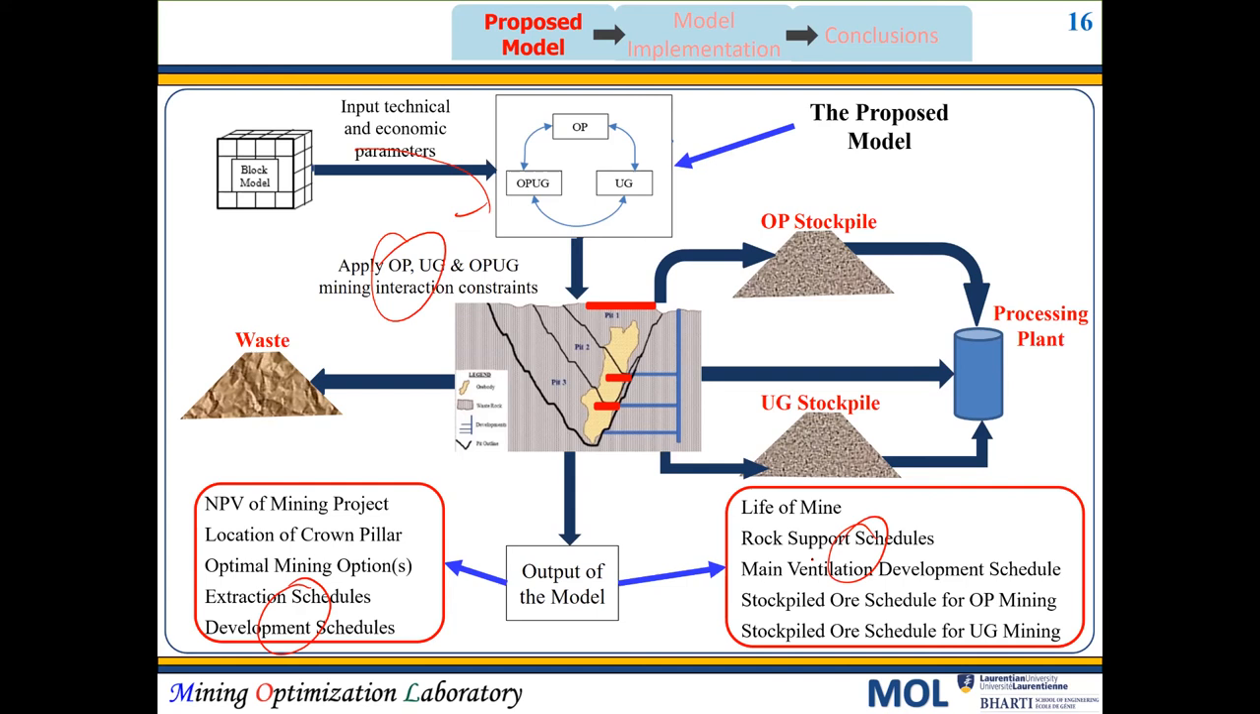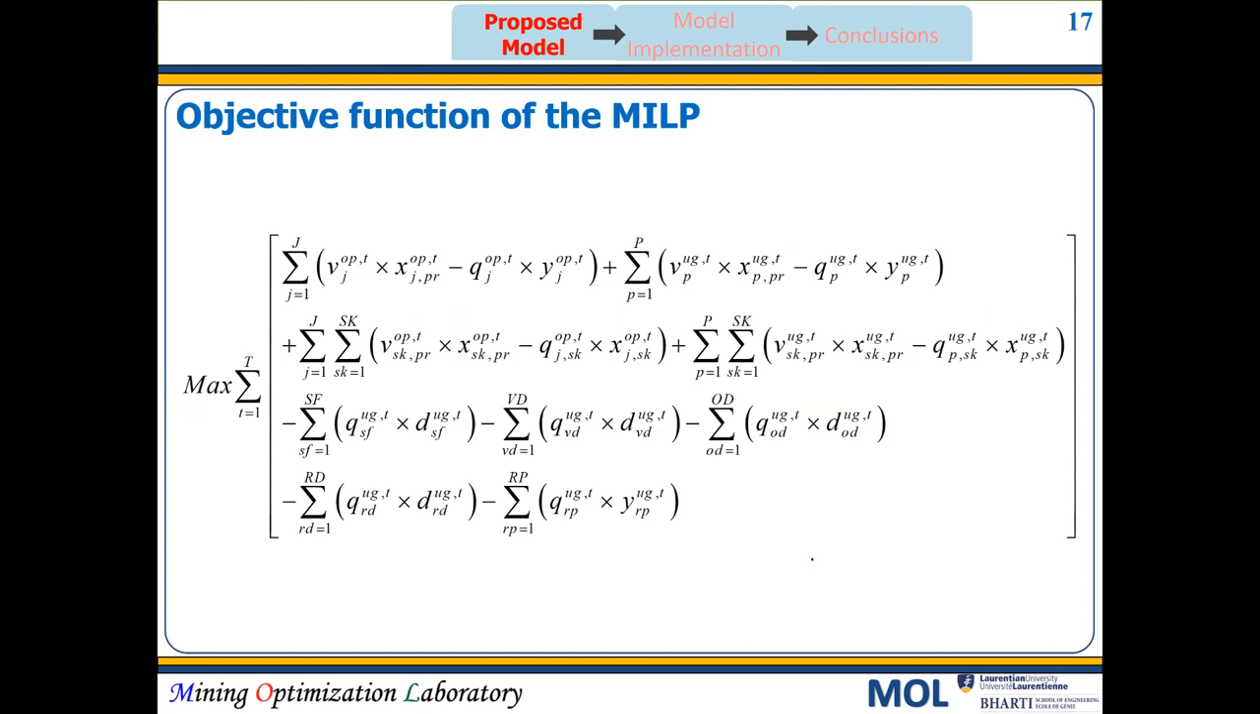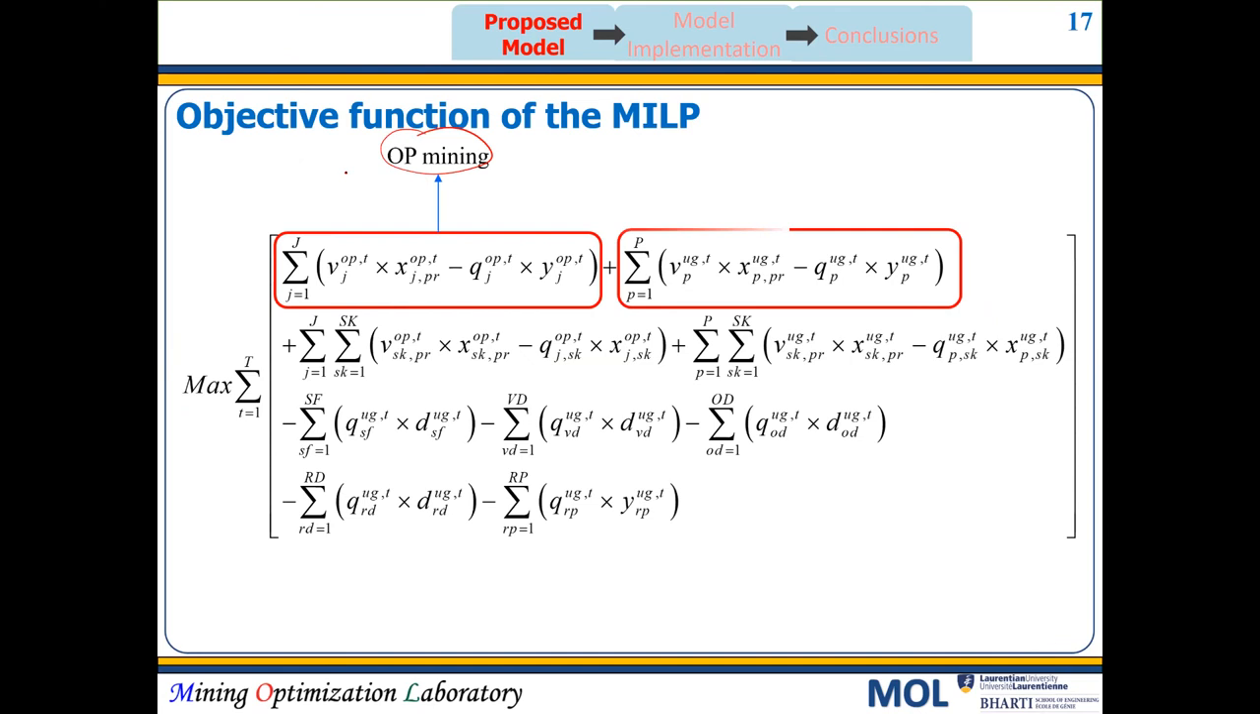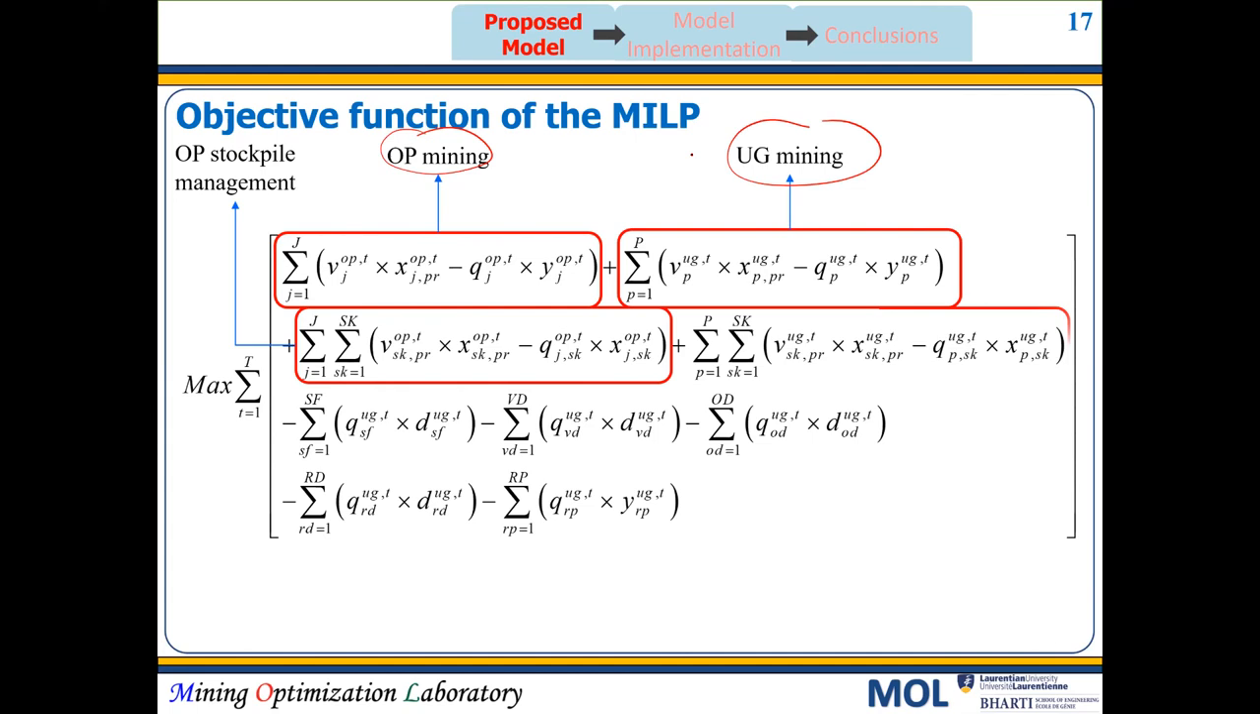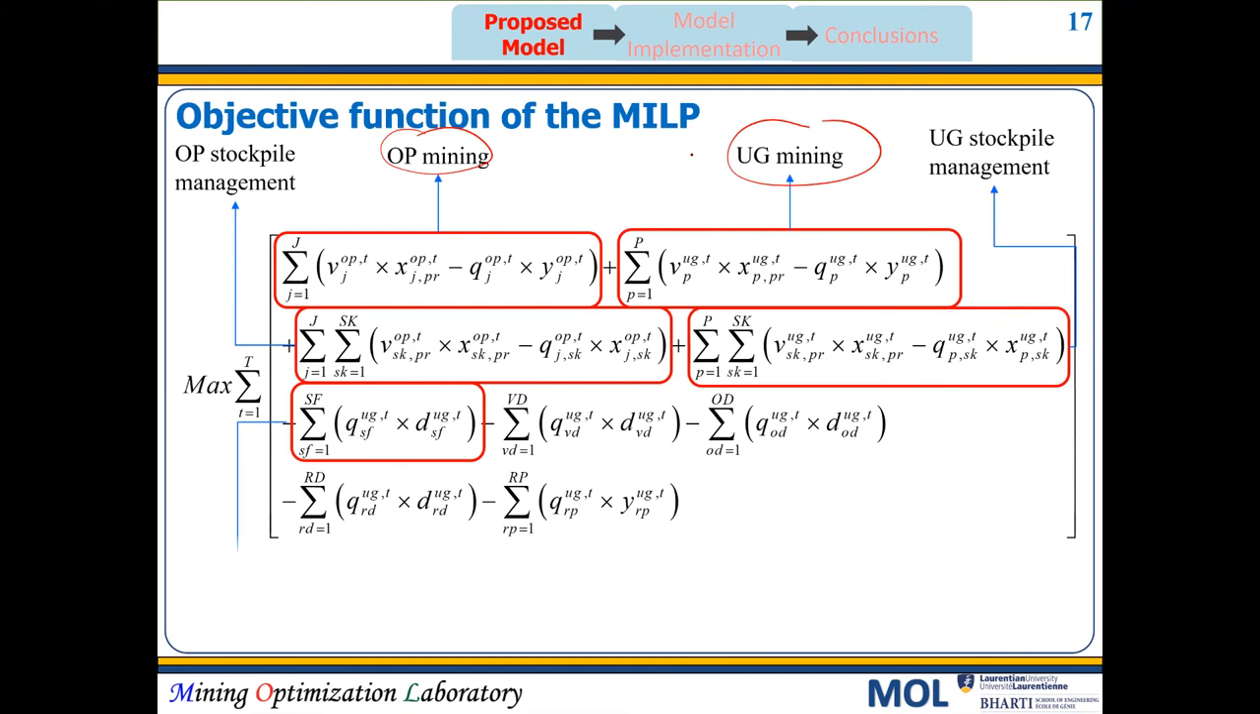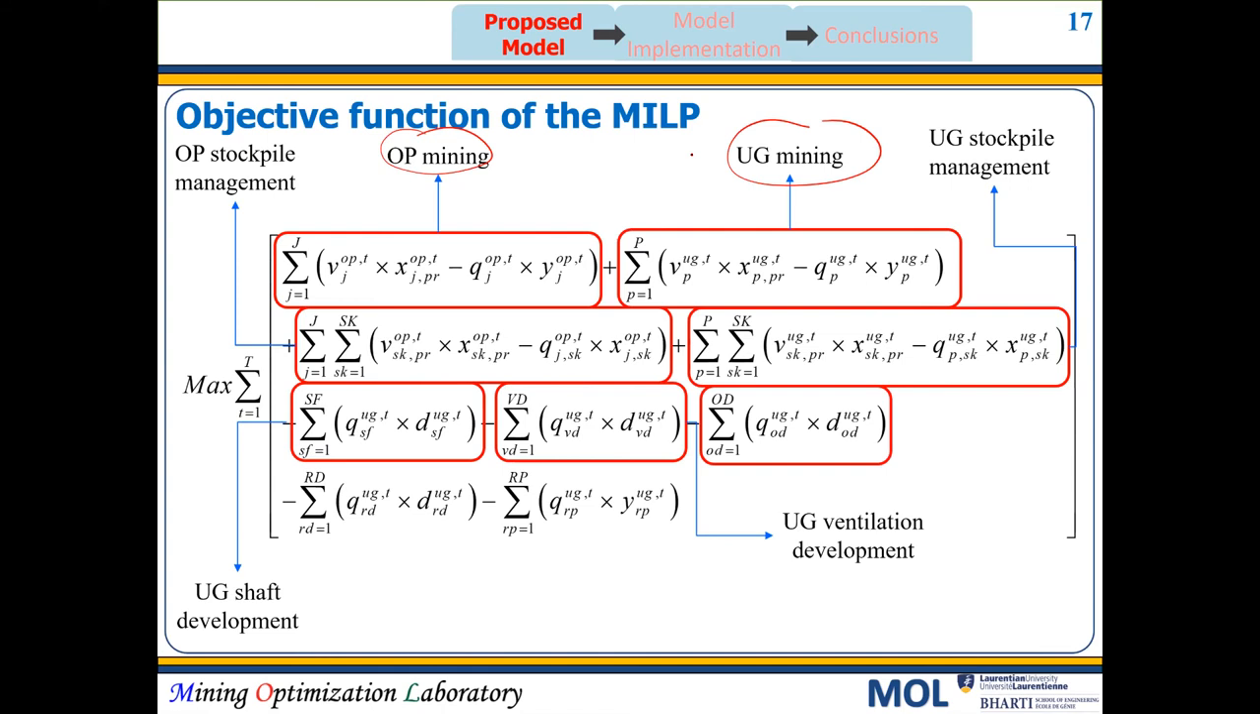Now, the objective function for this model, like I mentioned earlier on, is a competition between open pit mining and underground mining. So you have one part of the objective function which evaluates the open pit mining operation. And then you have another part that evaluates the underground mining operation. So for every block, it's being evaluated whether it should belong to open pit mining or underground mining. And then you have another part of the objective function that manages the open pit stockpiling, as well as the underground stockpile. And then the primary development, that is a shaft for underground operations, as well as the development for ventilation and the operational development.